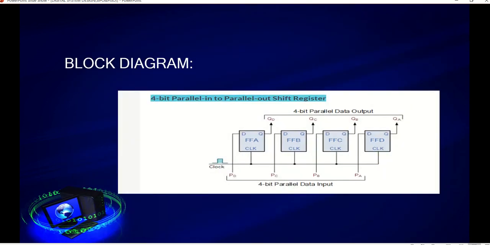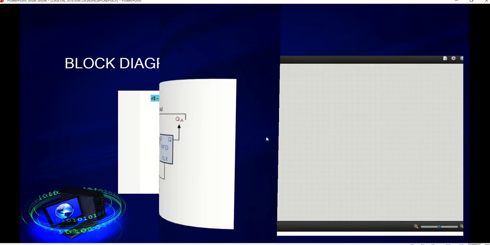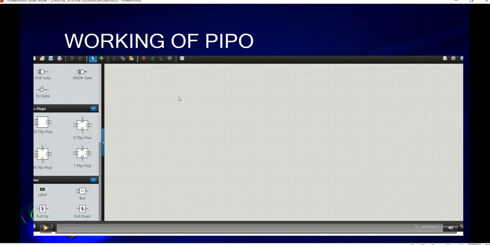So this is the block diagram of a 4-bit digit parallel in, parallel out shift register. QD, QC, QB, QA are the parallel outputs. PD, PC, PB, PA are the parallel inputs. Clock pulses are common for all the D flip-flops. So let's see the working of the parallel in, parallel out shift register.